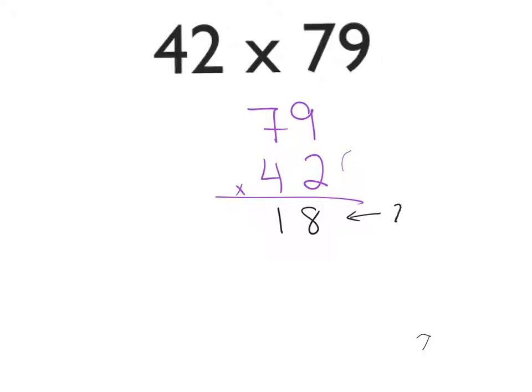And this might help if you write off to the side what it is that you're multiplying. 2 times 9 is 18. So I go here to here. And then 2 times, remember, if I decompose this, this would be 70 and 9. So this is actually 70. So 2 times 70 is 140.